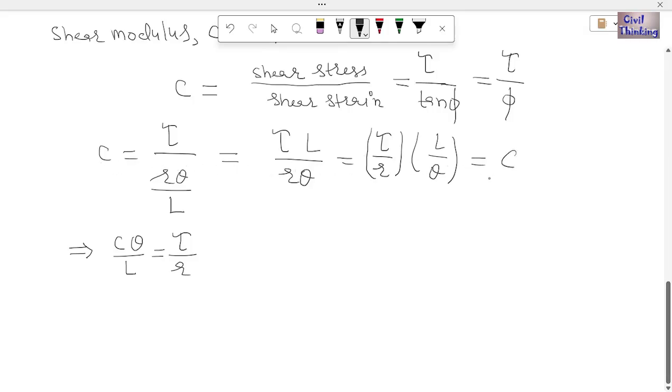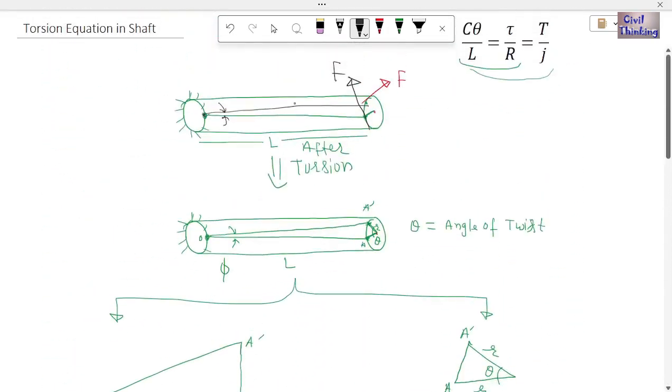If I throw this theta to the right, it is going to be C theta, with L in the denominator: C theta by L is equal to tau by r. Now you can see this equation: C theta by L is equal to tau by r. So we have successfully derived this part of the torsion equation. Now our job is to derive this much. T is the torque and J is the polar moment of inertia. We will find the relation between torque and polar moment of inertia, and see if we get this C theta by L again.